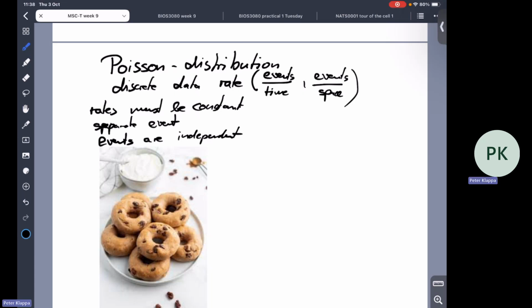I need to be able to count people individually. So it would not be right if all of a sudden 5 people at the same time went through. I can't separate the events from that. So that would be a violation of point 2.